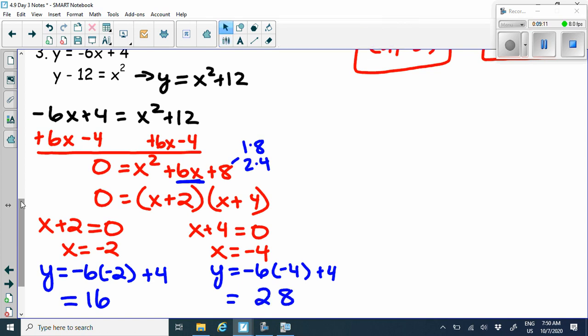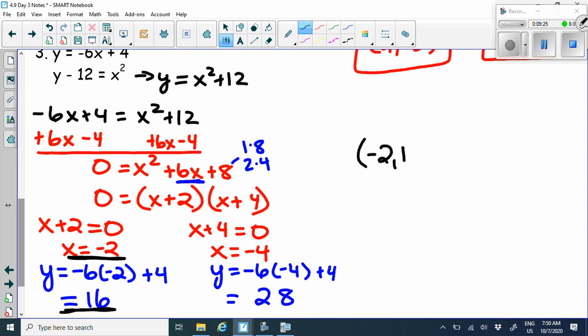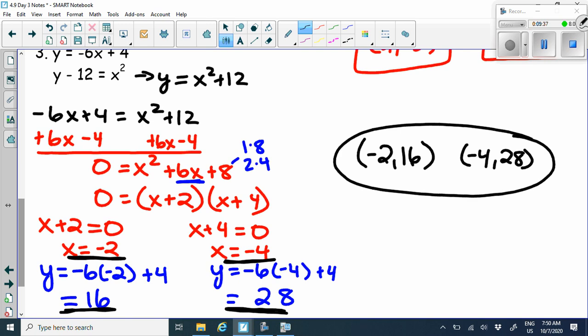Are we finished? No, because we need to write our answers as ordered pairs. So I have x equals negative 2, and my y is 16. So to write that as an ordered pair, I have negative 2, 16. And then for my other one, I have negative 4 as my x and 28 as my y. So I have negative 4, 28. And those two are my solutions.